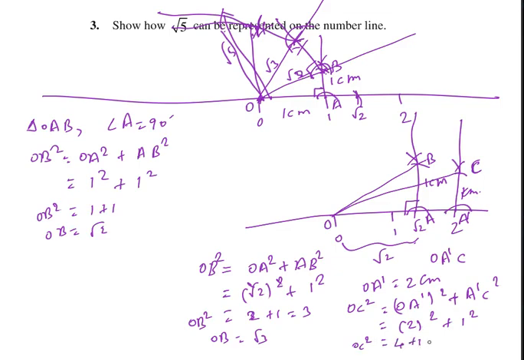So OC square is 5. If we take the square root on both sides, the square and root get cancelled, so OC equals root 5. Like this, we can also represent irrational numbers on the number line.